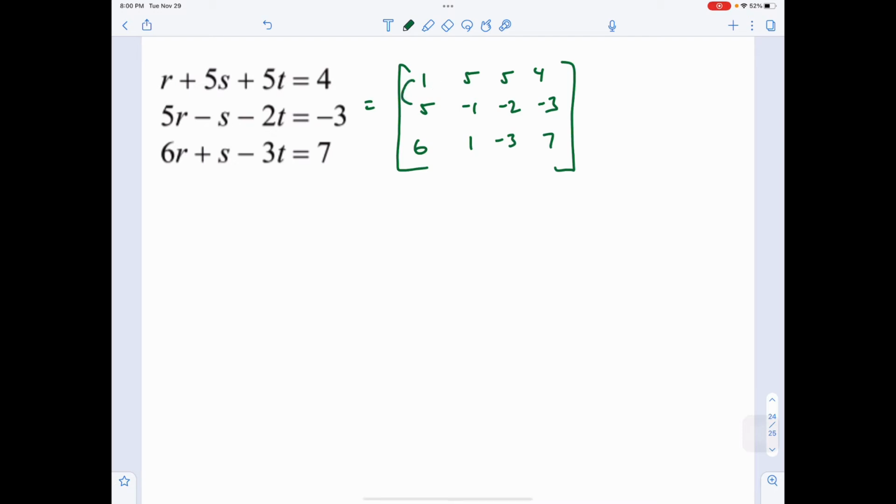So I'm going to combine 1 and 2. How do I do that? I need to multiply this by -5 to cancel out, right? Let me change my pen color. I'm going to multiply this by -5, right? 1 times -5 is -5. 5 times -5 is -25. And 5 times -5 is -25. And 4 times -5 is -20.